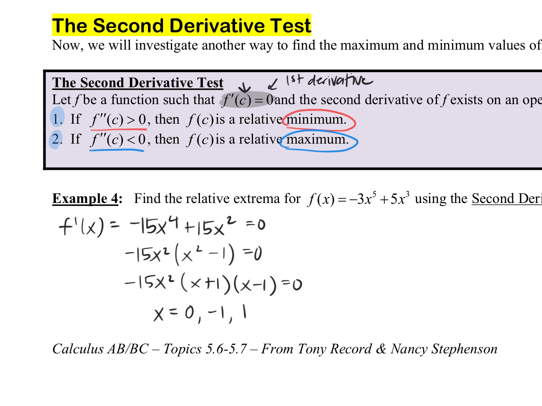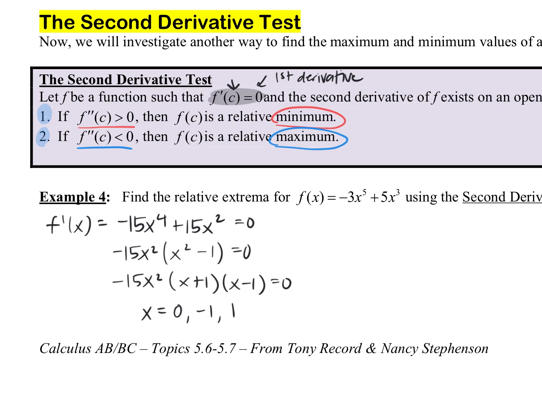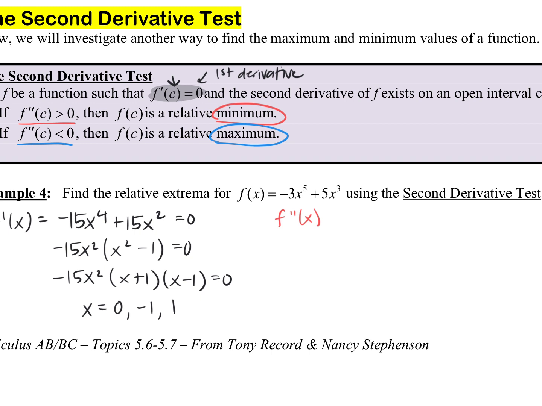Now, those are not yet affirmative as a relative minimum or a relative maximum. We have to test them in our second derivative and then evaluate whether it is greater or less than 0. So let's take the second derivative of this function. The second derivative would give me negative 60x to the third plus 30x. Now we take our values of 0, negative 1, and 1 and plug them into the second derivative.